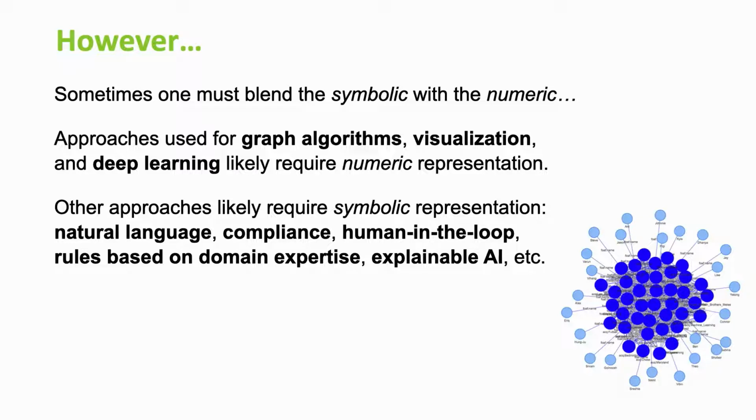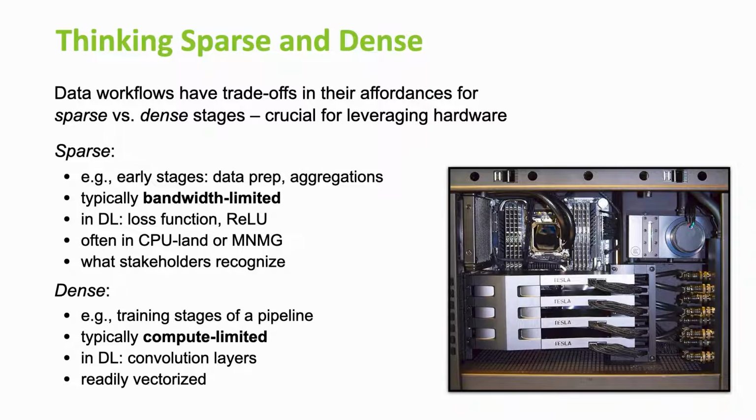So certainly when you're working on graph visualizations, when you're calculating deep learning models, training them, when you're calculating graph algorithms, you need to take your graph and put it in some sort of numeric representation, usually, to be efficient. But when you're working with natural language, when you're understanding regulatory compliance audits, when you have human in the loop, some type of active learning situations, when you're trying to represent rules from domain expertise or explainable AI, these are cases where you need to work more in the symbolic representation. So what I recommend is this thing, with all apologies to Daniel Kahneman, what I call thinking sparse and dense.